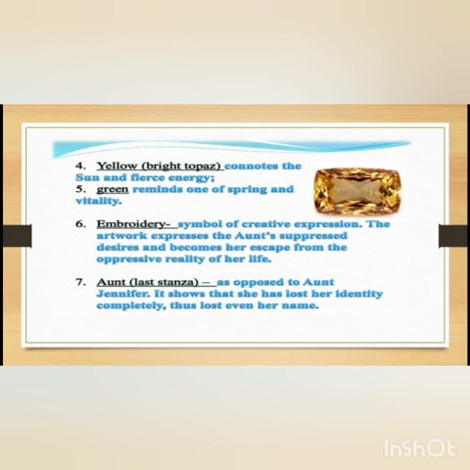Also, the embroidery is one of the symbols which is representing creative expression. The artwork expresses the aunt's suppressed desires and becomes her escape from the oppressive reality of her life. And the last one is Aunt herself, and here, as opposed to Aunt Jennifer, only the term aunt is mentioned. It shows that she has lost her identity completely, thus lost even her name.